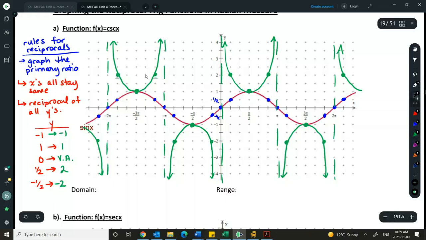So for domain and range, I want you to notice, domain can be anything except these asymptotes. These asymptote values are negative 2 pi, negative 1 pi, 0, 1 pi, 2 pi, 3 pi, 4 pi, 5 pi, 6 pi, and so on. So multiples of pi, where the multiplier is an integer. So we're going to use this method for this one. We're going to say x can be anything except we don't want x to be the asymptote value. So we don't want x to be any multiple of pi, where k is a whole number integer or 0, right?